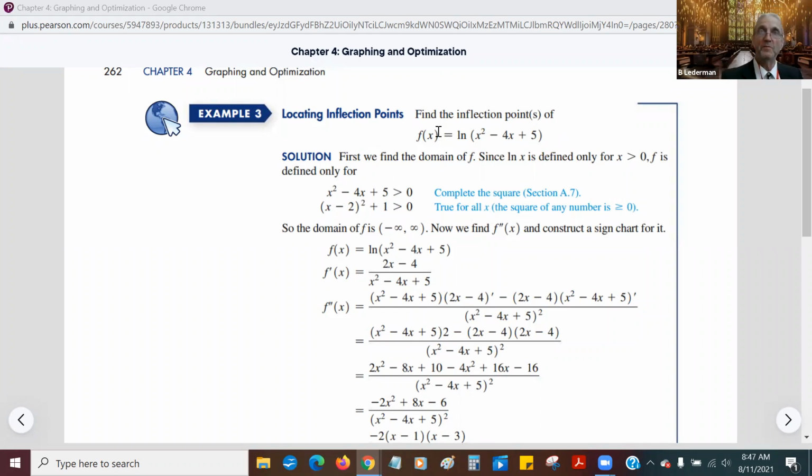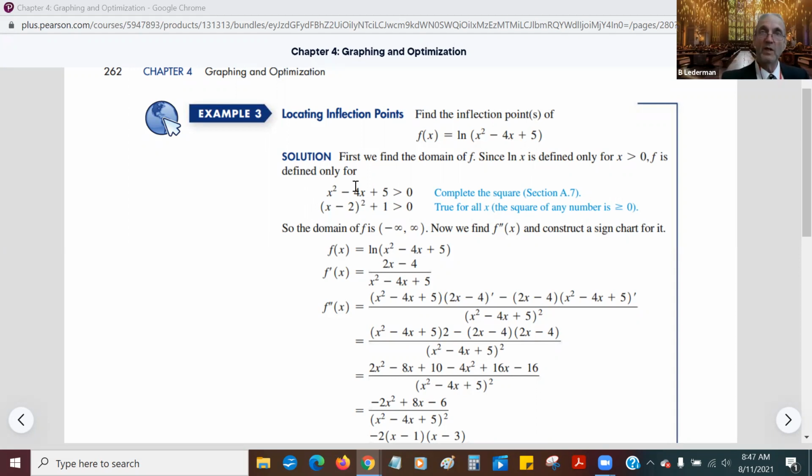We want to find the inflection points of f of x, which is equal to ln of x squared minus 4x plus 5. So again, inflection points just means where the second derivative goes from negative to positive, and that's what we're going to do here. First we want to find the domain, because the ln is only defined when its input is positive. So I need to know when this inner part, x squared minus 4x plus 5, is positive.